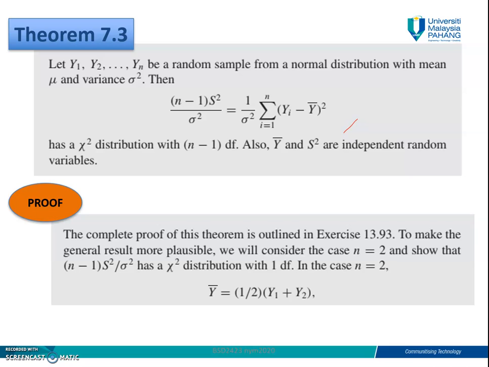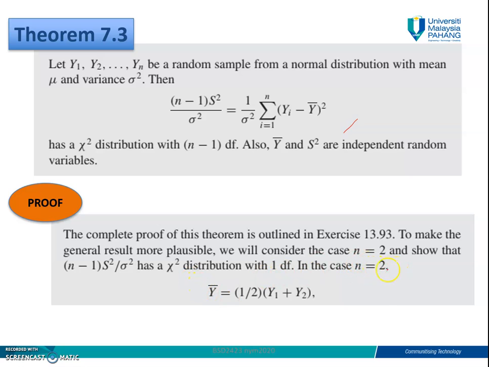A complete proof of this theorem is outlined in exercise 13.93 in your textbook. In order for us to make the general result more plausible, in this proof we consider n equal to 2 and show that n minus 1 times s square over sigma square has a chi-square distribution with 1 degree of freedom. So now we have the case n equal to 2.